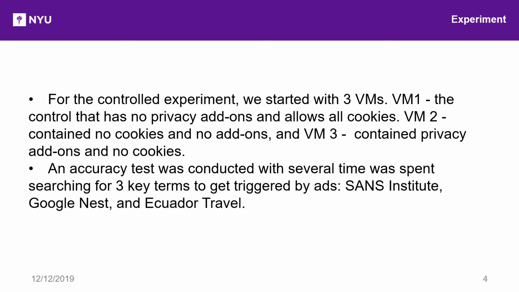And this is pretty much spending a good amount of time looking for three key terms. SANS Institute, which is a security organization. Google Nest, which is a brand of Google that's used to market smart home products like speakers, displays, thermostats, things like that. And then we also looked for Ecuador traveling, just to see if we get targeted with any sort of traveling ads. And the idea was that we would spend a good amount of time going from site to site and various different search engines, spending around 30 minutes or so, really searching for these three key criteria and see if any ads pertaining to these search results come up on the various different sites that we visit.